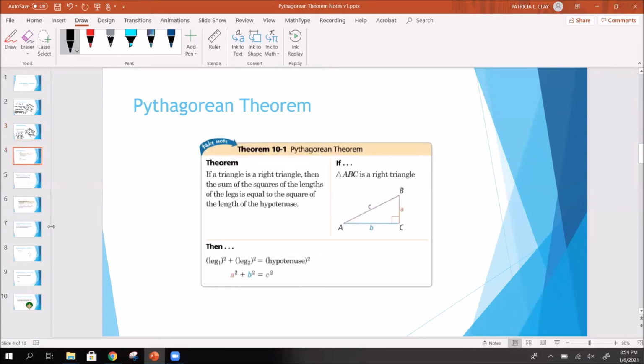So here it's written, so you have it for your notes. The theorem states if a triangle is a right triangle, then the sum of the squares of the lengths of the legs is equal to the square of the length of the hypotenuse. So here we go, A, B, here's our hypotenuse C. So A squared plus B squared is equal to C squared. The two legs equal the hypotenuse.